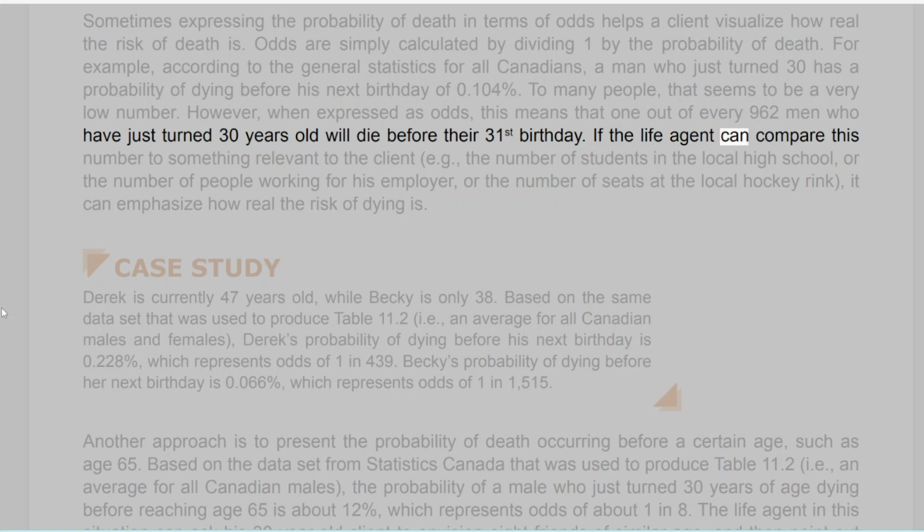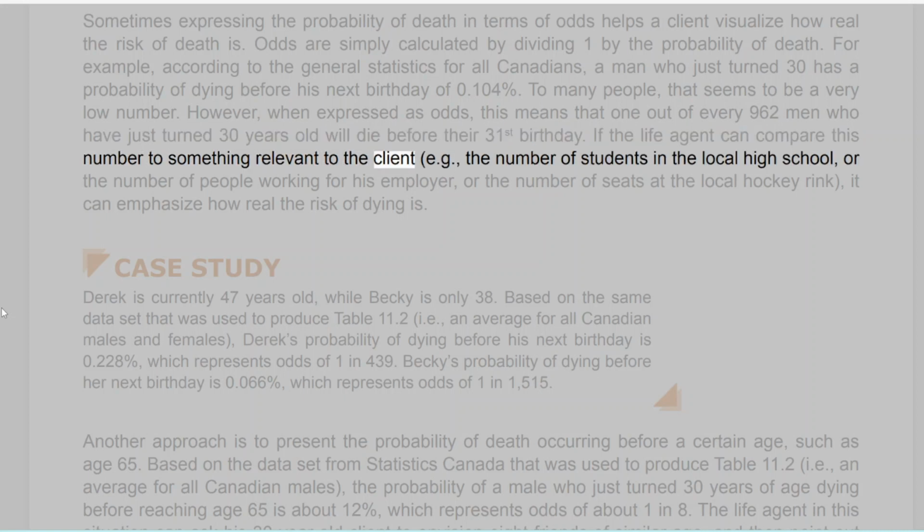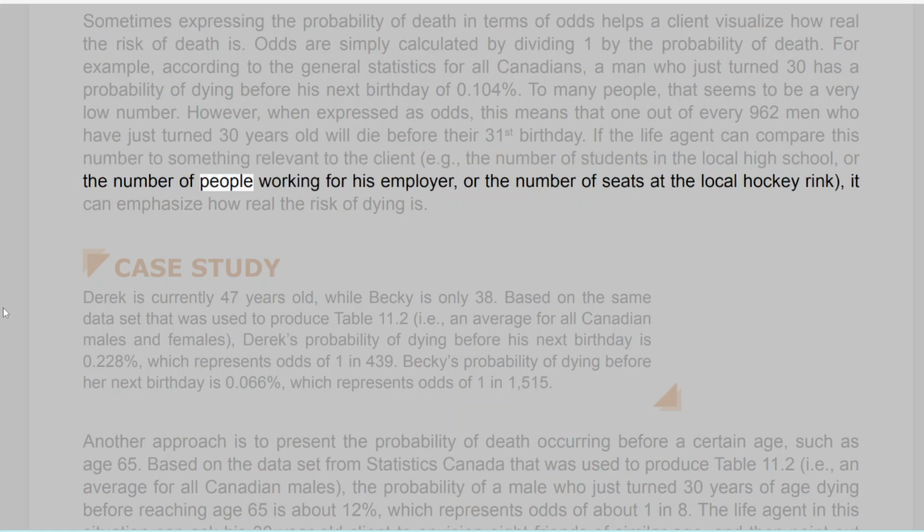If the life agent can compare this number to something relevant to the client, for example, the number of students in the local high school, or the number of people working for his employer, or the number of seats at the local hockey rink, it can emphasize how real the risk of dying is.